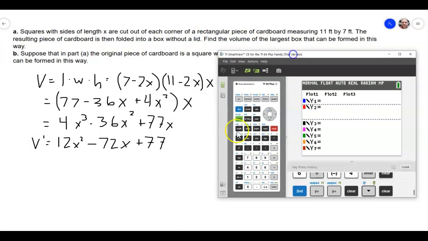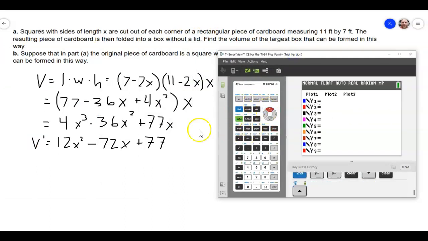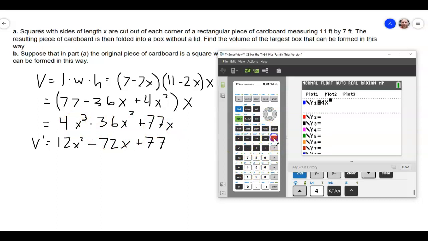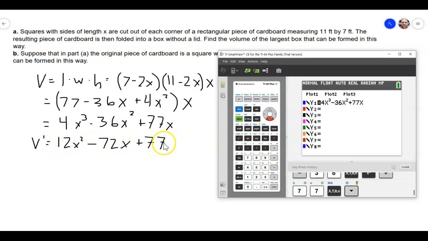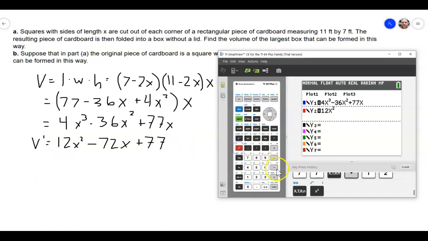is come over here, and in my y1 equation, I'm going to go ahead and put in the original function there. So 4x cubed minus 36x squared plus 77x. And in the second one, I'm going to put the derivative function here. So that is 12x squared minus 72x plus 77.